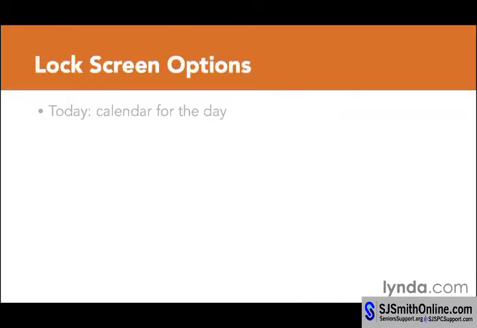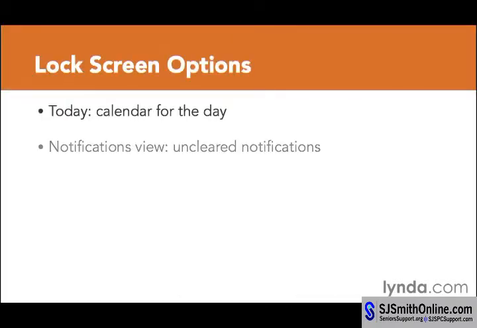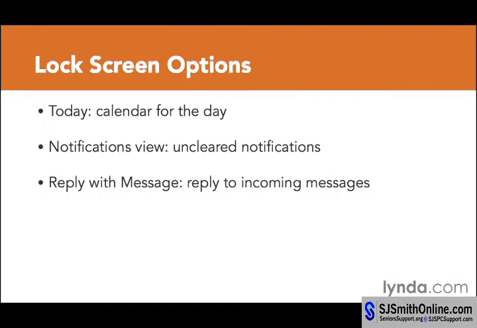Today allows me to see my calendar appointments for the day. The Notifications view provides access to the notifications coming to my phone. Reply with Message can be the hairiest of these options. With this option enabled, I can reply back to a text message without having to unlock the phone. And finally, Wallet. The wallet is protected by Touch ID, so even with lock screen access, the feature is behind a security wall. Even so, I prefer to disable this feature to fully lock down the phone.